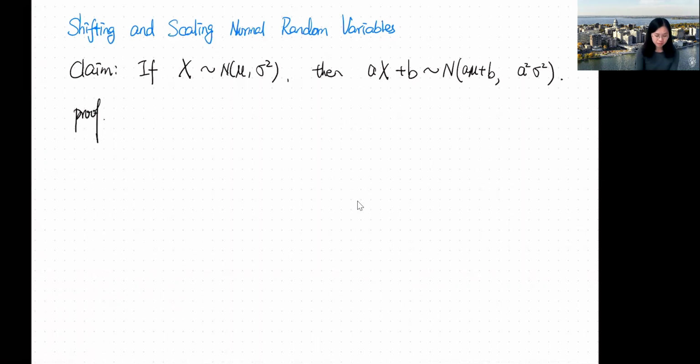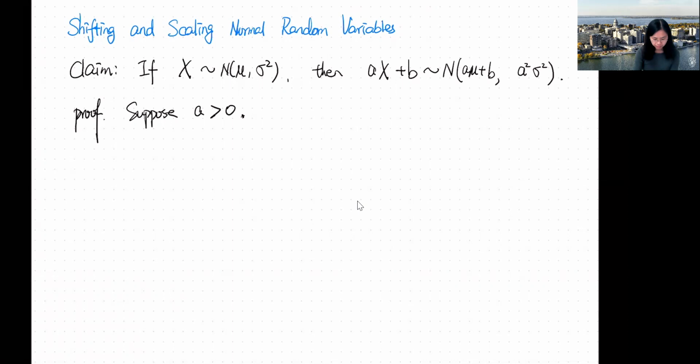So the proof of this is actually quite accessible. So proof, now we suppose that A is positive. You can go through an analogous process to show the case where A is negative. But now let's just say A is positive.